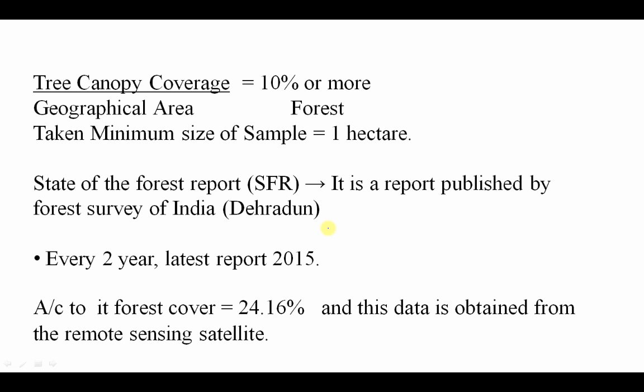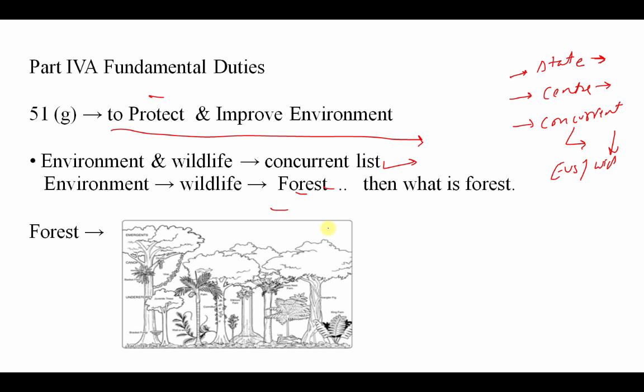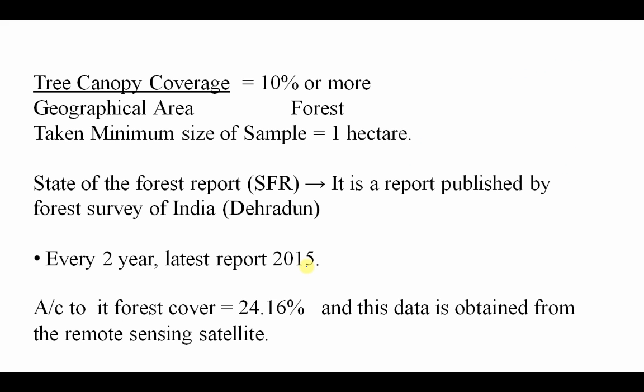A forest is said to be a forest only if the tree canopy coverage upon the total geographical area is greater than 10%. What is the canopy? The shade of the tree. This is the canopy of this tree. If the total canopy area divided by the total geographical area is 10% or more, then a place is known as a forest.